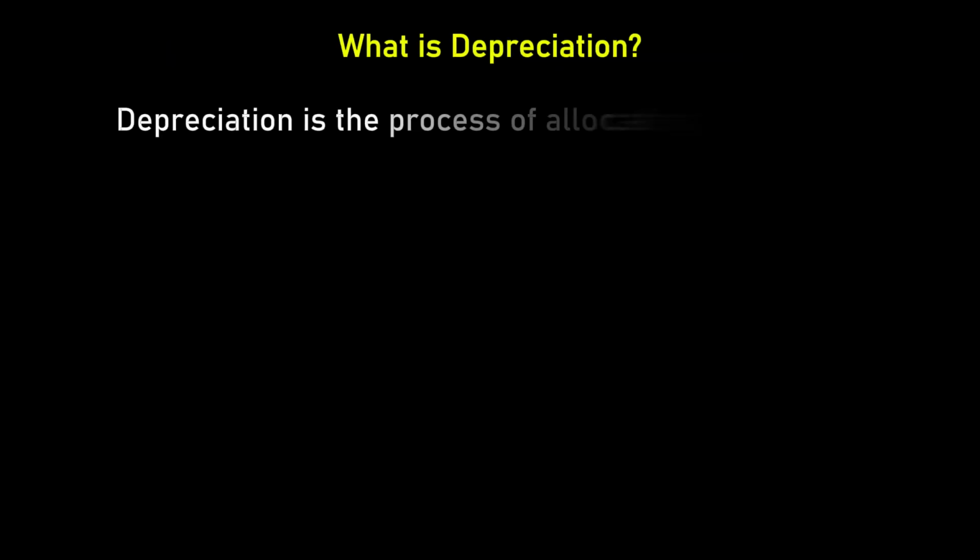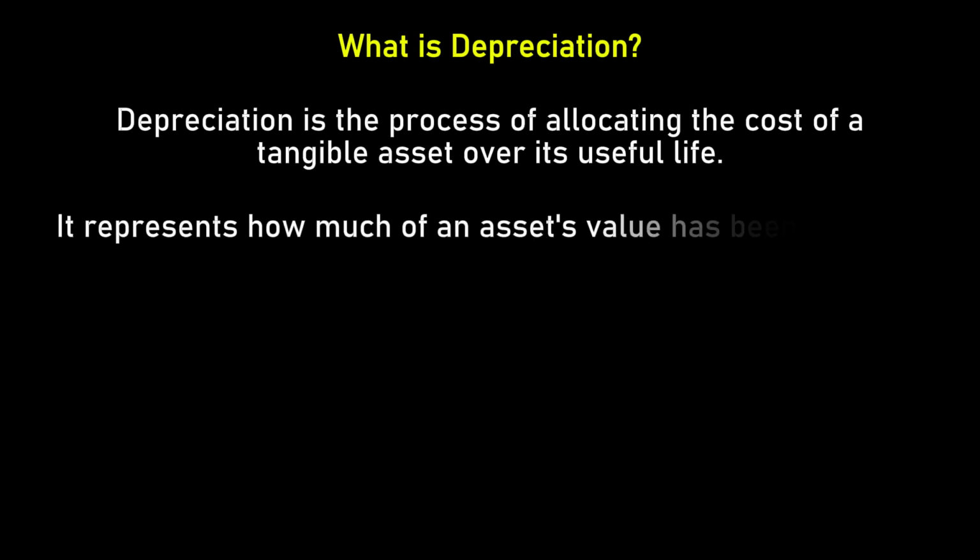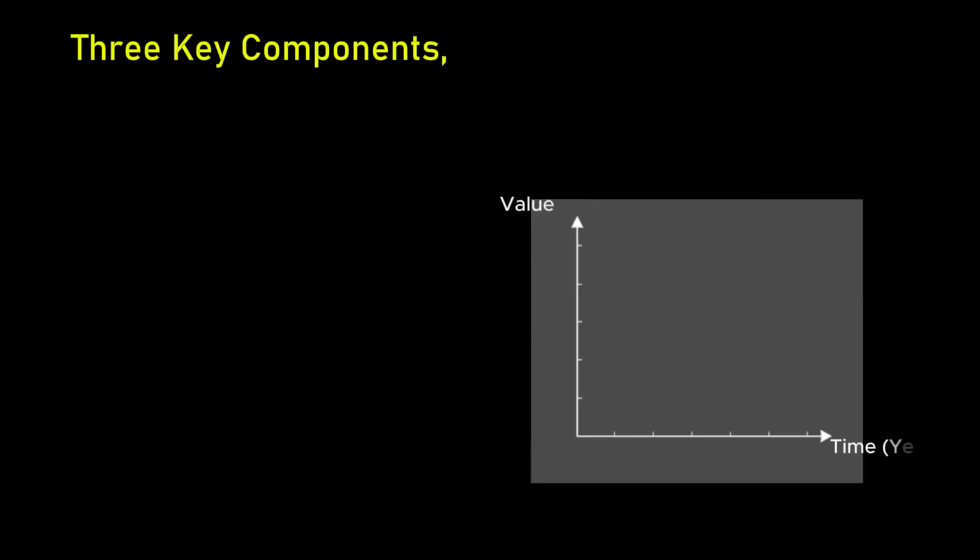Depreciation is the process of allocating the cost of a tangible asset over its useful life. It represents how much of an asset's value has been used up. Before we dive into the math, we need to understand the three key components required for the calculation.